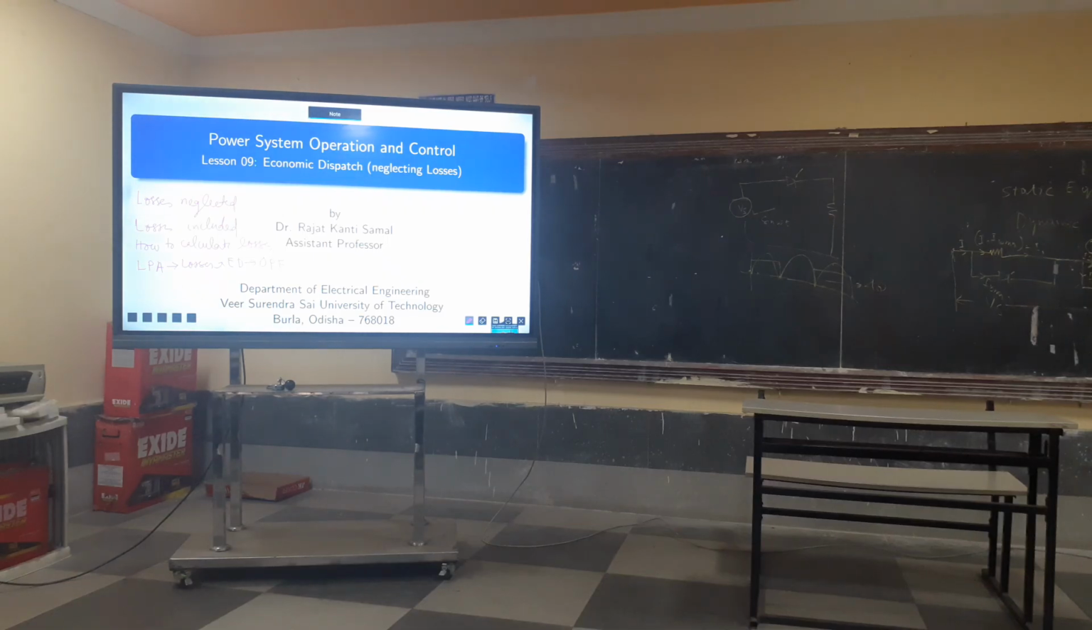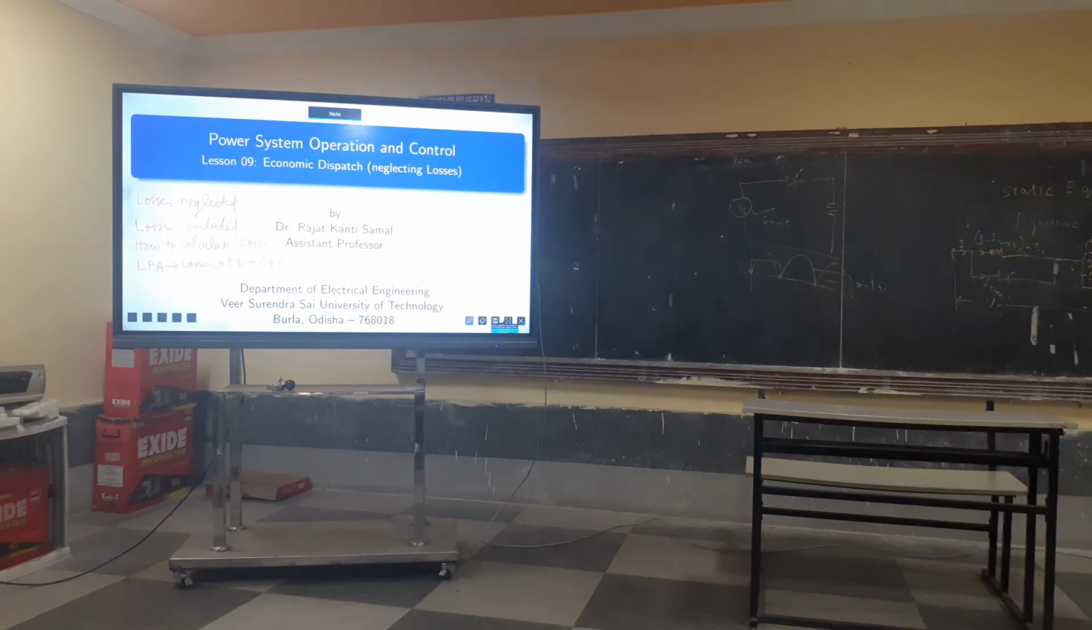In 4 classes, this module will be complete, and this is the easiest module in PSOC. So if you want to score marks, you can count on this module. Also, from GATE perspective, this is the easiest part. One question you will get from economic dispatch, but it is very easy. Okay, if you understand it, you can solve it. That is not much different.